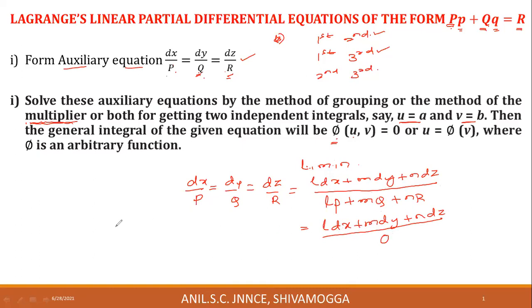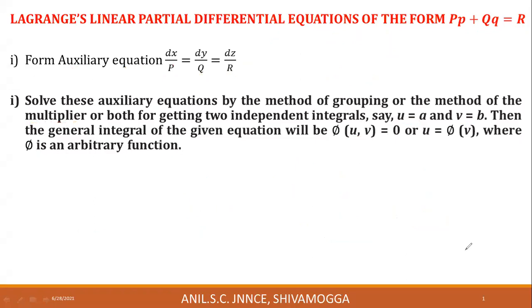Now L into dx plus M into dy plus N into dz is equal to 0 into anything, which is 0. This will be a simple differential equation. You can solve easily and find the solution and put it in the form phi of u comma v is equal to 0. Let's solve a few problems, so you'll come to know what actually this method is. You note down this working rule.